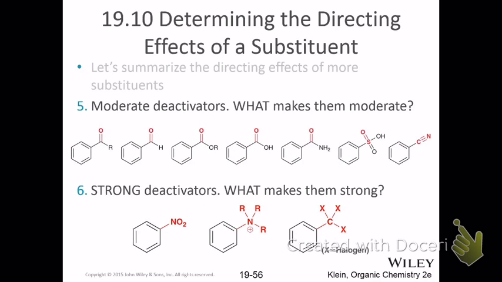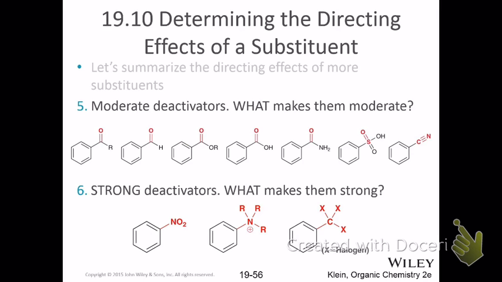Moderate deactivators, same principle applies. Actually, these two are switched. They didn't plan to put them in order, but the first two are switched here. But they're pretty much in order after that. This, electron withdrawing by resonance versus this. Well, this one is less strongly deactivating of the moderate deactivators because this pair of electrons here contributes to the carbonyl and makes it less withdrawing from the ring.